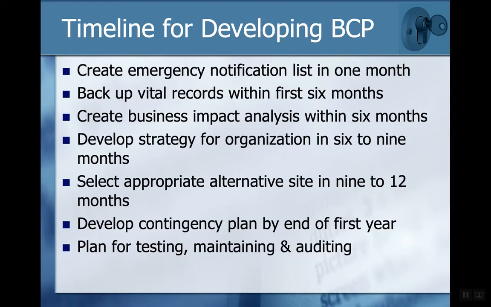Identify and back up vital records within, say, about 6 months. In addition, within that same time frame, you also want to create a business impact analysis. If we lose these systems, if we lose this capability, if we cannot run these processes, what is the impact? What should we recover first? What should we recover second? What should we recover third? The overall organization strategy is probably within that time, maybe 6, maybe 9 months, something like that.